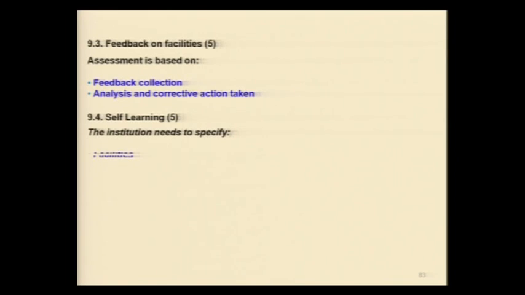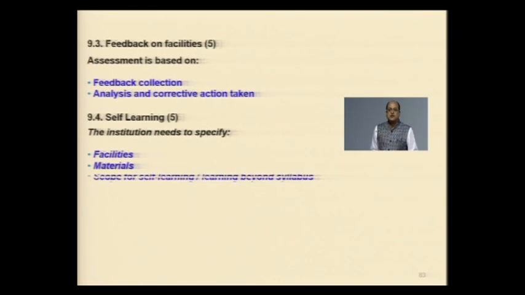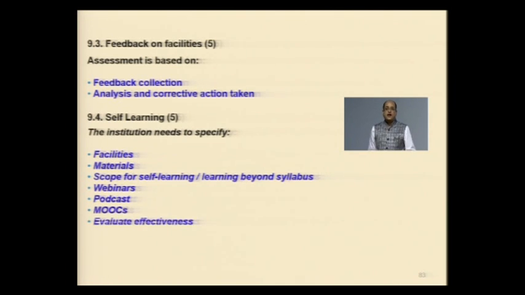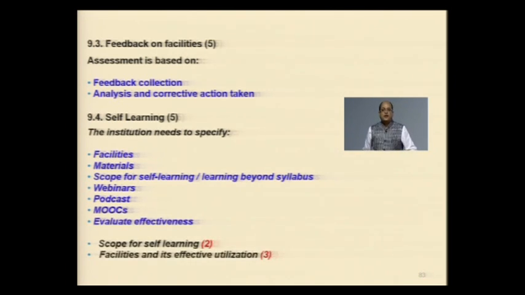Then the feedback on facilities: general facilities feedback collection in all the facilities put together where the students have access. So how the feedback is collected, how it is analyzed and collective action taken. Self-learning facilities in terms of availability of facilities for ICT driven webinars, podcasts, massive open online courseware, evaluate how the effectiveness is evaluated, scope for self-learning and its effective utilization.